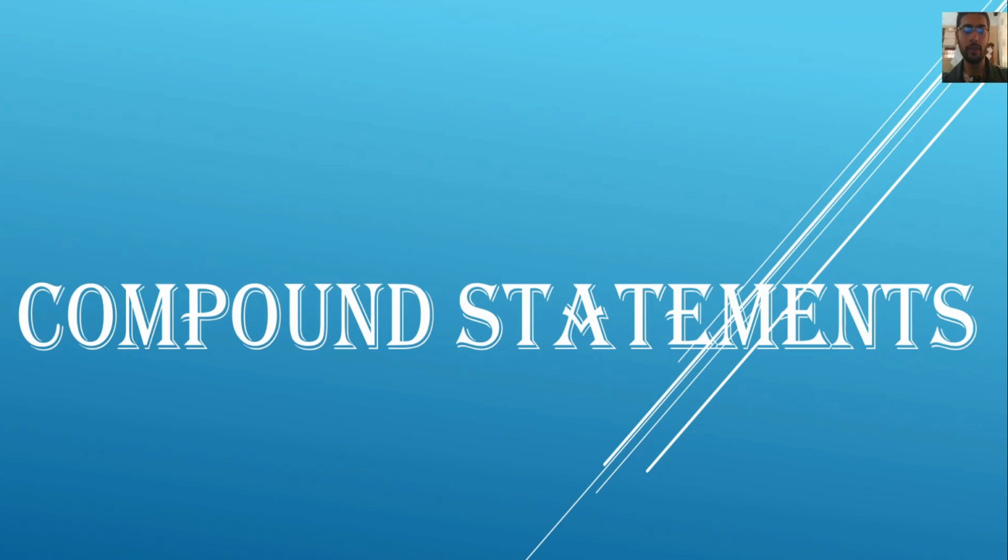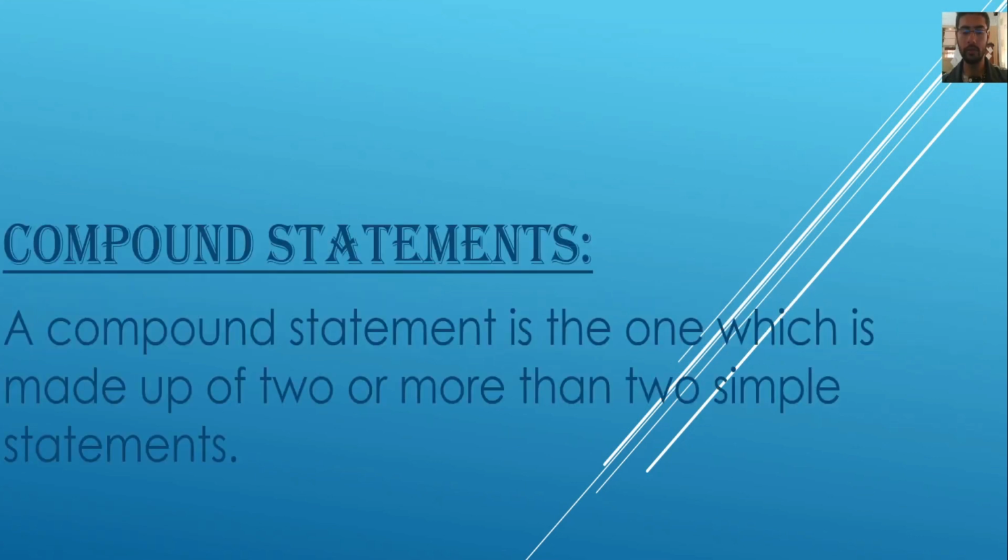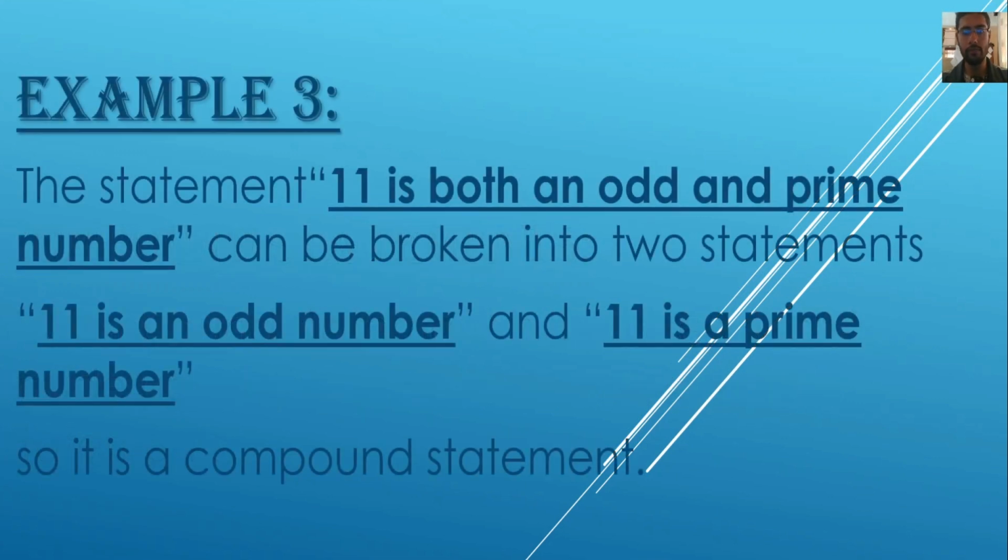Compound statements are the statements which contain two or more simple statements. Definition is over here. Next to it, the examples: 11 is both an odd and prime number can be broken into two statements. 11 is an odd number, 11 is a prime number, so it is a compound statement.